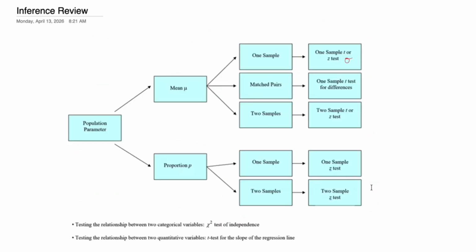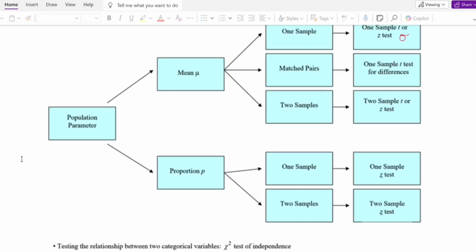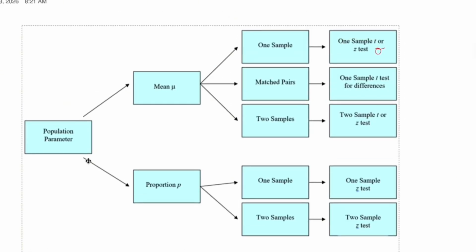And here we're gonna do inference review. This is our 6th review session for AP Stats final review. First, take a look at this diagram. We have population parameter, which separates into 2 branches, mean mu and proportion p.